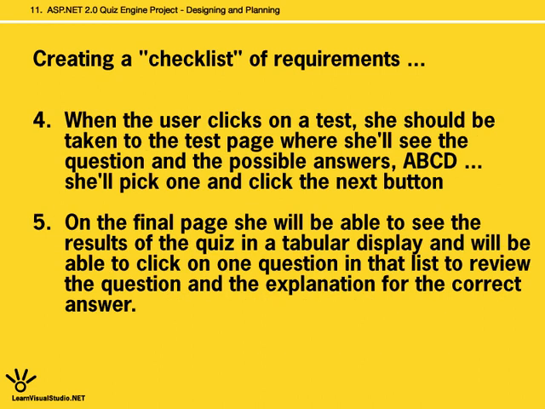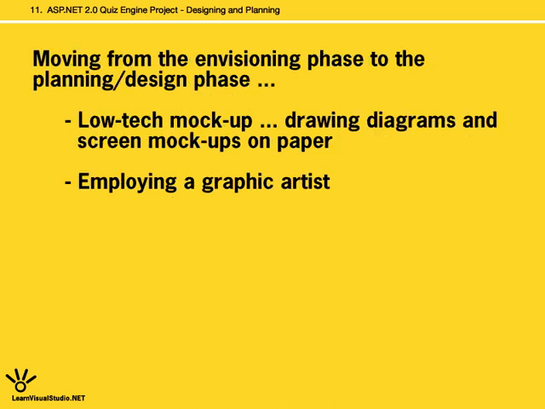Now, when the user clicks on a test to take it, she should be basically taken to the test page where she can see the first question and all the possible answers, A, B, C, and D, and she'll pick one of these and then click the next button. Now, you've seen these types of quizzes before, I'll assume. On the final page, she's going to be able to see the results of the quiz in some sort of tabular display, and she'll be able to click on one of the questions in that list and then be able to review the question and the explanation for the correct answer somewhere on that same page.